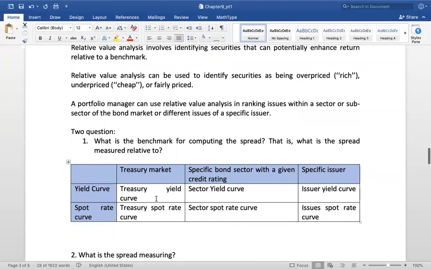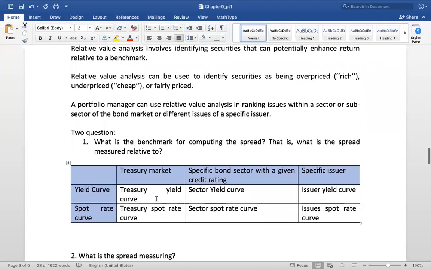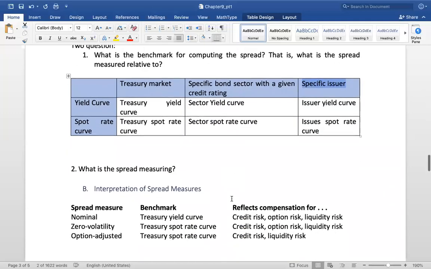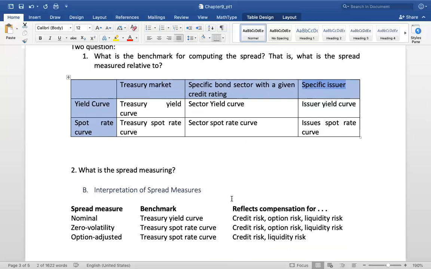In relative value analysis, the question is what benchmark we should use. The benchmark can be from the treasury market. It can be specific to a bond sector with a given credit rating or a specific issuer, and it can be a yield curve of that particular market or segment, or the spot rate curve. So we actually have these 6 possibilities. The second question is how to interpret it, or what it measures. As we already discussed, there can be a nominal spread, a zero volatility spread, and an option adjusted spread.